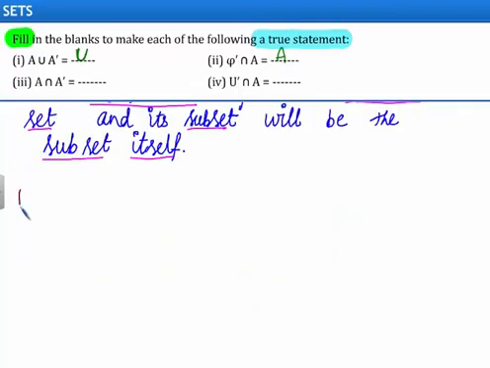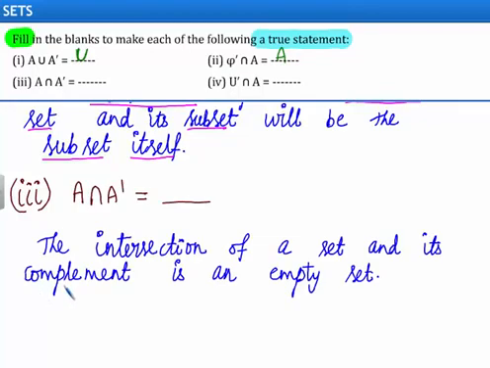In the third part of the problem, we have A intersection A complement. We know that the intersection of a set and its complement is an empty set, since they don't have any element in common. Therefore, we can fill this blank with the empty set. We can fill the third blank, that is A intersection A complement will be equal to phi.